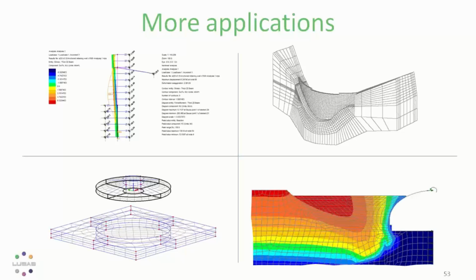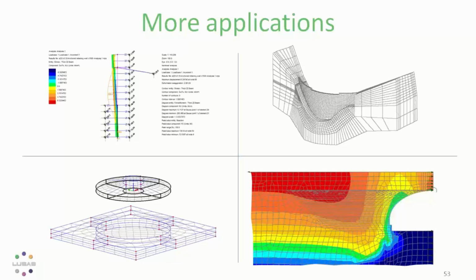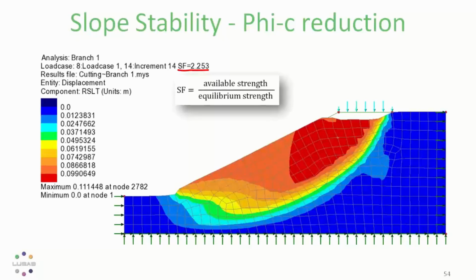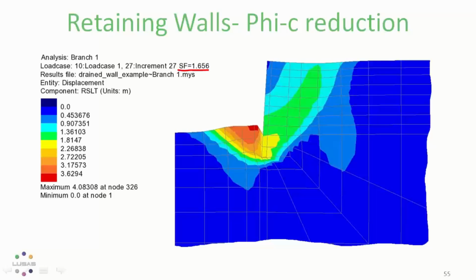And LUSAS 19 includes some new facilities which have been developed with these soil applications in mind. The Phi-c reduction method gives a safety factor based on the soil strength reduction analysis, which indicates how the available soil strength compares to the soil strength required for equilibrium for a given set of loads. So it's typically used for slope stability or retaining structures.